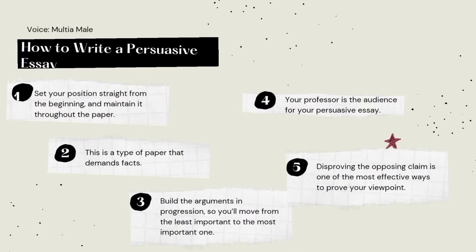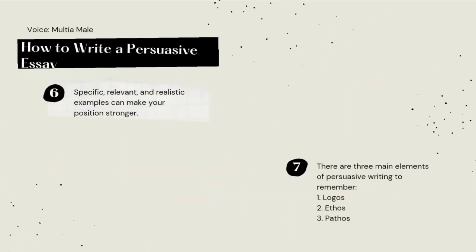How to write a persuasive essay. One, set your position straight from the beginning and maintain it throughout the paper. Two, this is a type of paper that demands facts. Three, build the arguments in progression, so you'll move from the less important to the most important one. Four, your professor is the audience for your persuasive essay. Five, disproving the opposing claim is one of the most effective ways to prove your viewpoint. Six, specific, relevant, and realistic examples can make your position stronger.